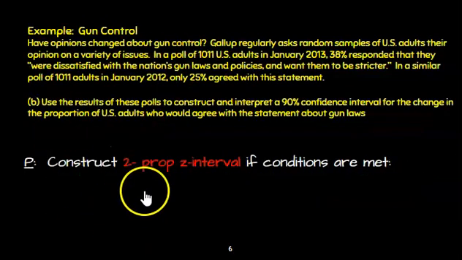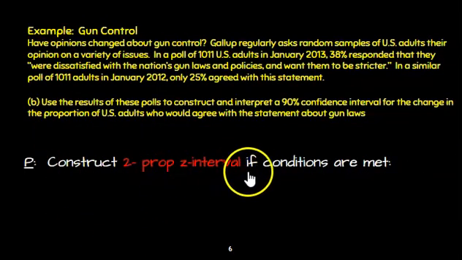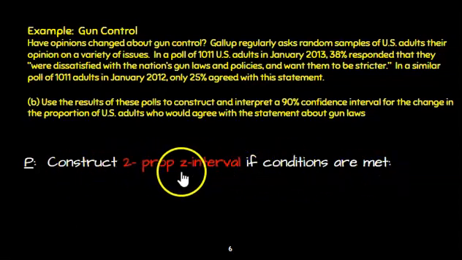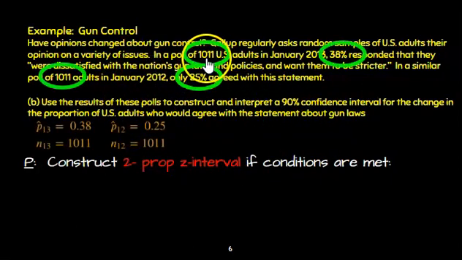Okay, on to the plan step. So we're going to construct a two-proportion z interval if the conditions are met. So remember, we have to name the test we're using. Then we're going to have to go back to our question and decode all the values in here. So let's look at this. The first sample was 1,011 U.S. adults in 2013, and 38% responded that they were dissatisfied. So they gave us the p-hat and the sample size. So p-hat of 13 was 0.38, sample size was 1,011. Then in 2012, the sample size was the same, but the p-hat value was 25% or 0.25.